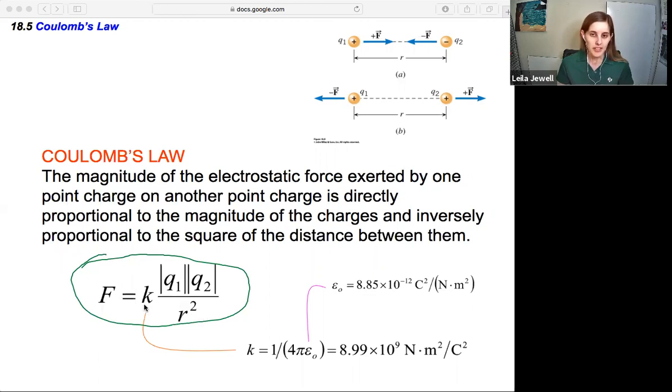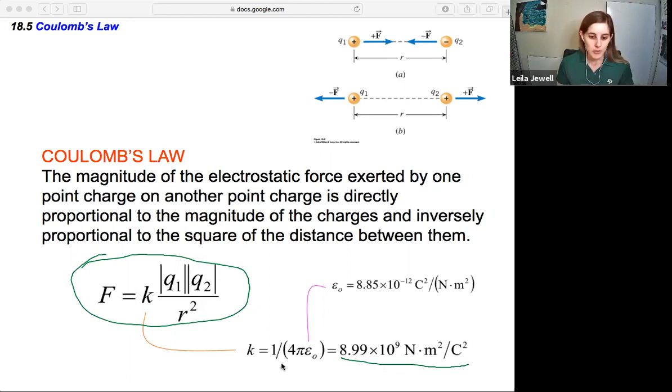Now, what is this K? Well, K is known as the electrostatic constant, and K is just 8.99 times 10 to the positive 9 newtons times meter squared per coulomb squared. Please do not round this to 9.0. That is too much rounding. You need the 3 sig figs here, so keep it as 8.99 times 10 to the positive 9.